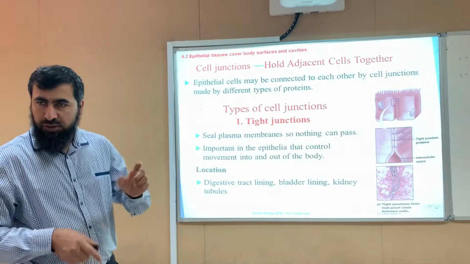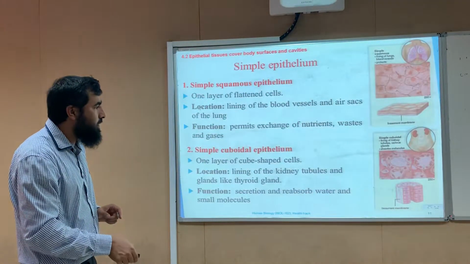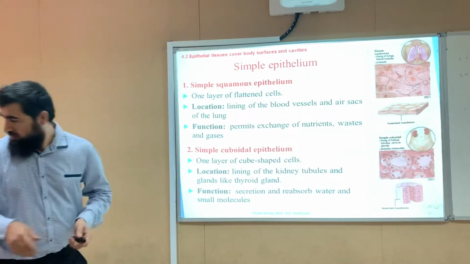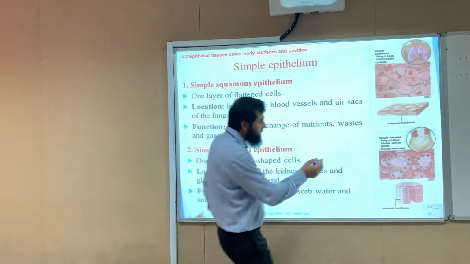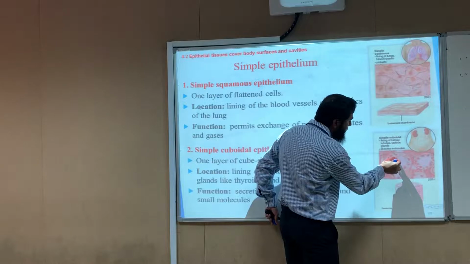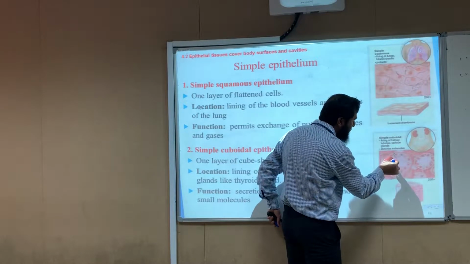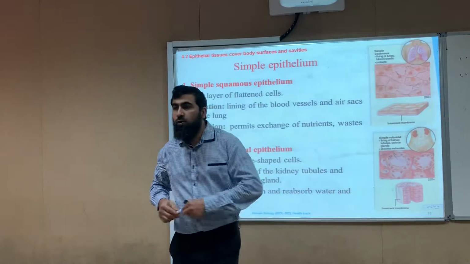Remember the kidney tubules, those structures we saw here, okay? Absorption. Between the cells, there should be no leakage, okay? So what we find is tight junctions between them, which makes them waterproof, okay?